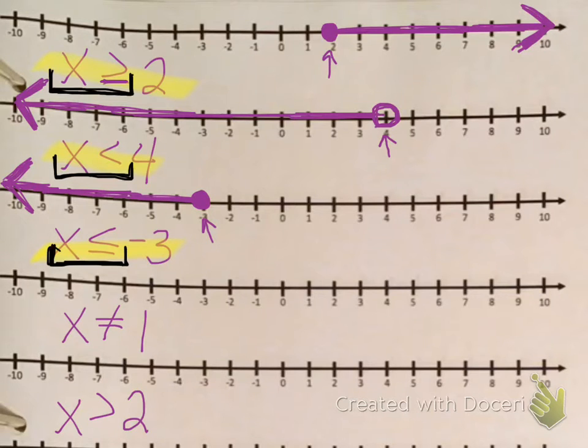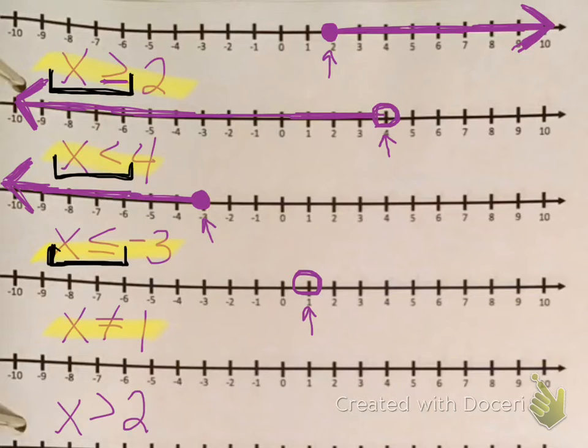Okay, the next one, this one's where they're trying to get you. They said x cannot equal 1. Remember, this symbol means not equal to. X is not equal to 1, but it can be anything else except 1. It can be anything on the entire number line and beyond, but just not 1. So if we go to 1 on the number line, we know x cannot be 1. So it's going to be an open dot because 1 is not part of the solution.